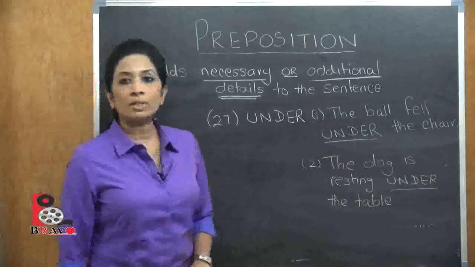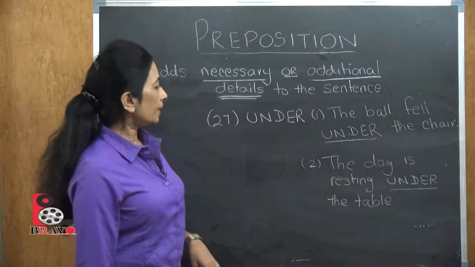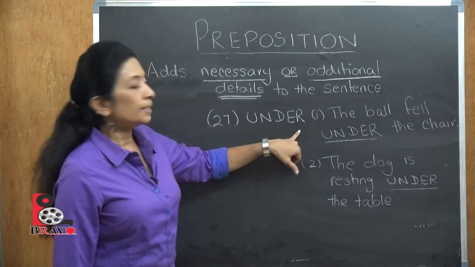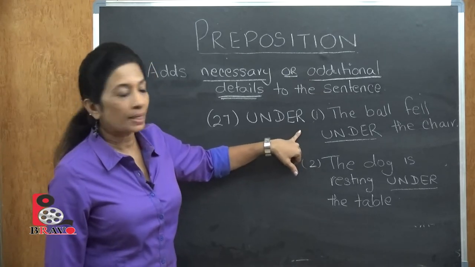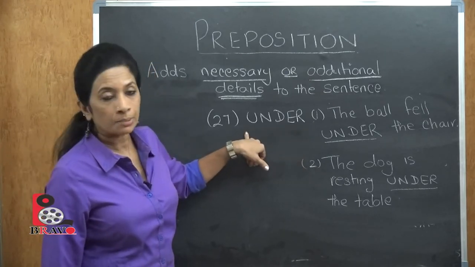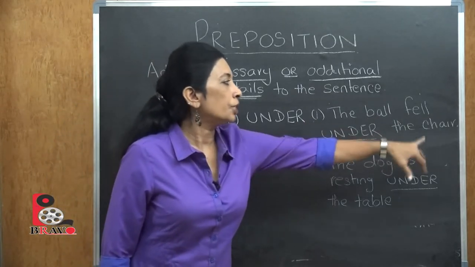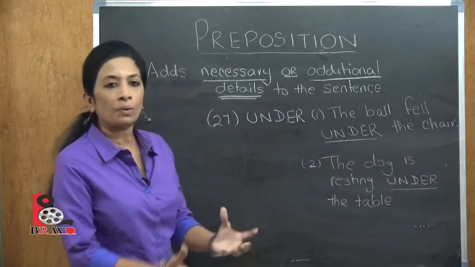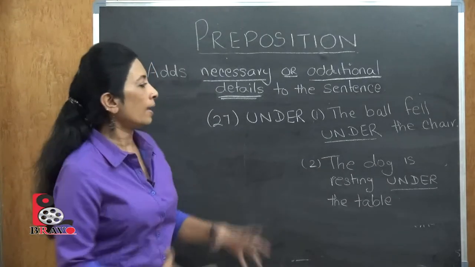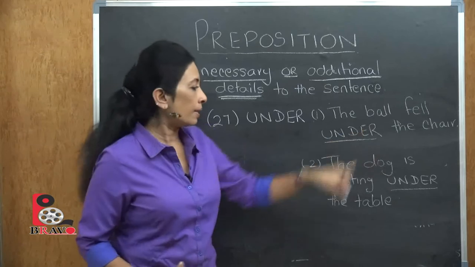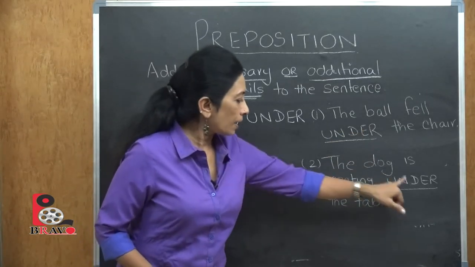Okay, now we have come down to the 27th word out of the 30, which is under. This is again a very commonly used English word in writing and speaking. The first example is, the ball fell under the chair. So it's more of an action that has happened, and where is it? It is under the chair. The dog is resting under the table.